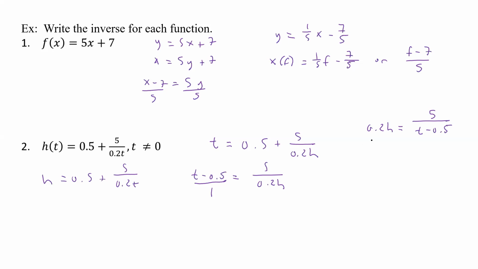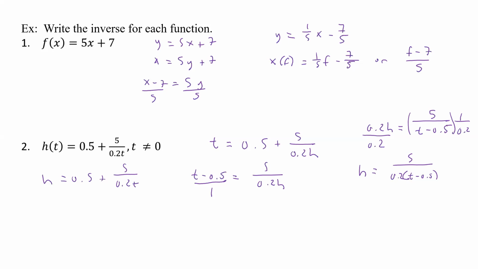Now, to get rid of this, I can divide by the 0.2, and I can basically multiply by 1 over that. Okay. And so then I have h now is equal to 5 over 0.2 times t minus 0.5. And if I want to, I can multiply through here. This is another place where you could take 5 divided by 0.2 and get something, or I could take the 0.2 times this and get something. It all depends on what is your preference.